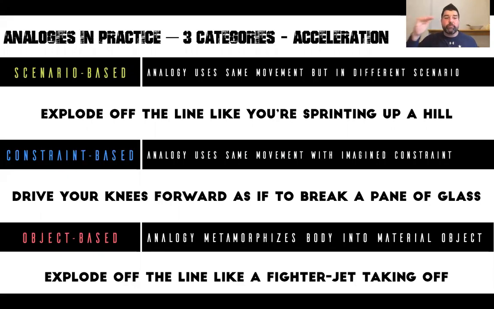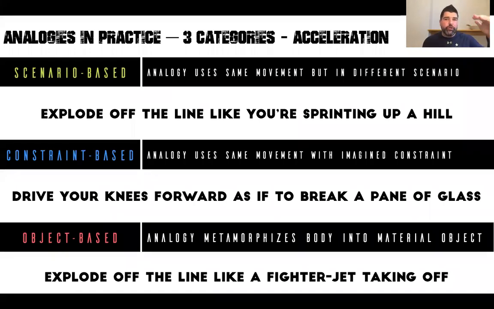Straight as a pencil is an object-based analogy that is mapping an attribute, a body position: get straight in the air. Get flat like a table. That's an object-based analogy that again is mapping an attribute, the body position that we want.